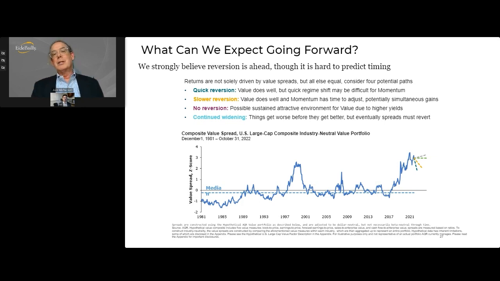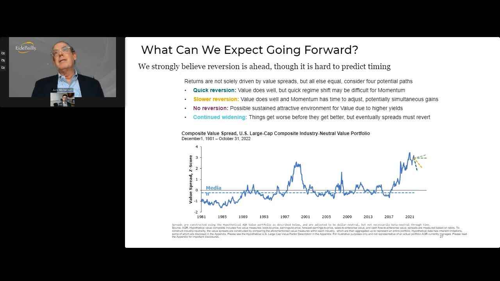No reversion, or continued widening, is the worst case. It means that people are willing to pay more and more and more for $1 of growth earnings, which just means they have higher and higher expectations for the future growth of growth companies.